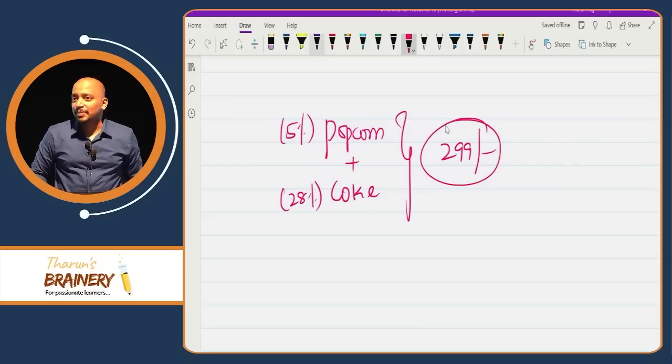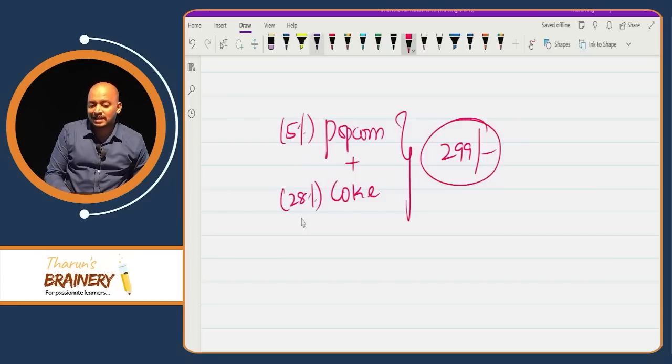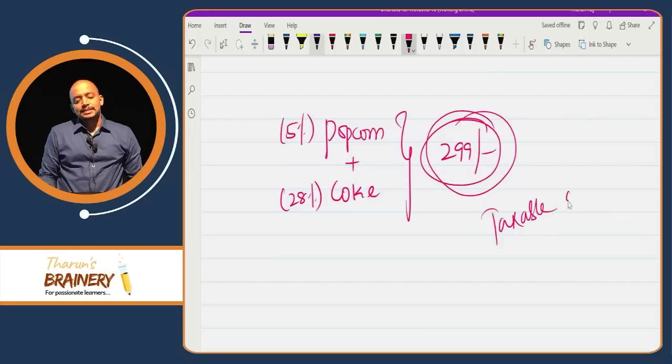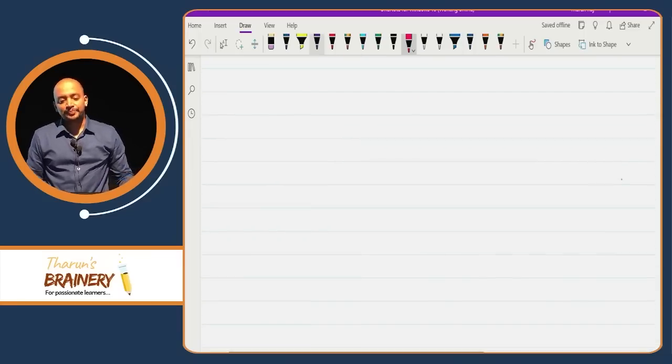In case of mixed supply, we need to take the highest rate. What is the highest rate in this? 28%. So this 299 rupees is taxable at what rate? Taxable at 28%. Understood? Then another example.